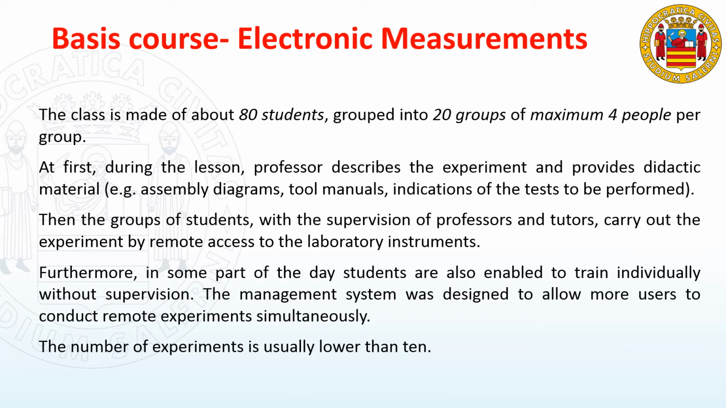Starting from the basic course of electronic measurements, the class is made of about 80 students, collected into 20 groups of maximum 4 people. The architecture of the course is the following. At first, during the lesson, the professor describes the experiments and provides didactic material, like assembly diagrams, manual tools, indications, and so on. Then, the groups of students, with the supervision of professors and tutors, carry out the experiments by remote access to the laboratory previously introduced.